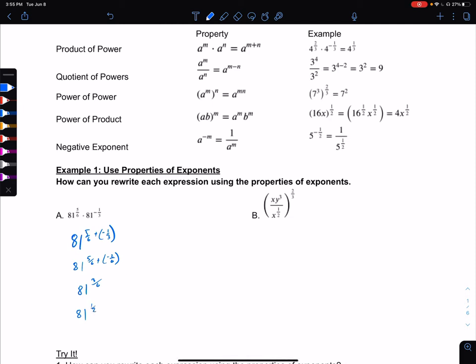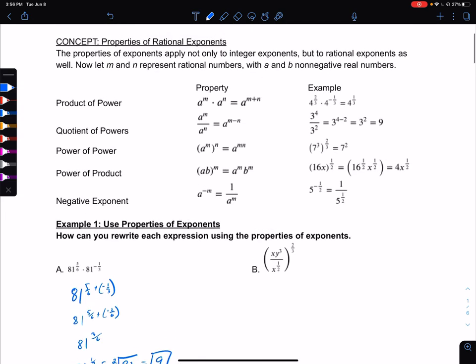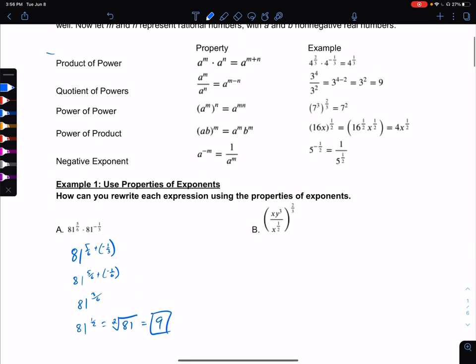And then you might remember to rewrite this as a radical and see if you can do anything with it. And in this case, we can. So this would be the square root of 81, which we know is 9. So that would be the simplified version, or the rewritten expression. But you just want to reference back to your properties here. So use this chart up here and reference this if you haven't seen a lot of these in a while.